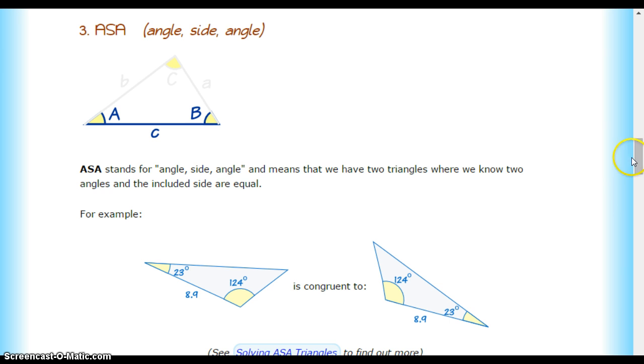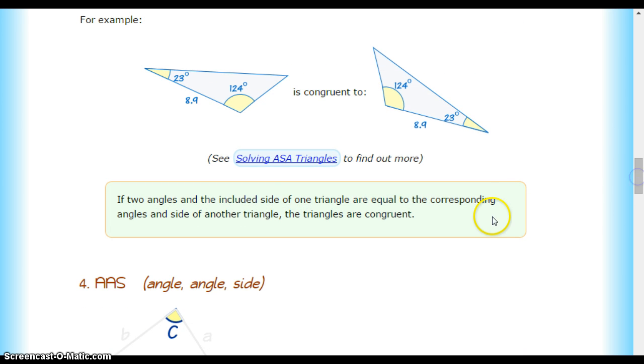Okay, and if I scroll down here, there's actually another piece of information. It's similar to what we just read, but let's read it. So in the box it says, if two angles and the included side of one triangle are equal to the corresponding angles and the side of another triangle, the triangles are congruent. So let's look at this diagram here. Okay, this part right here. So this triangle is congruent to this triangle.